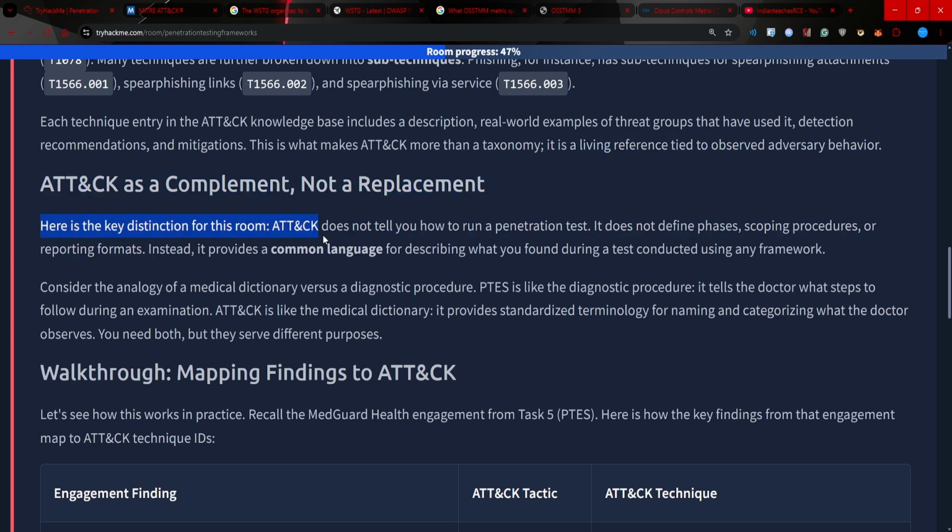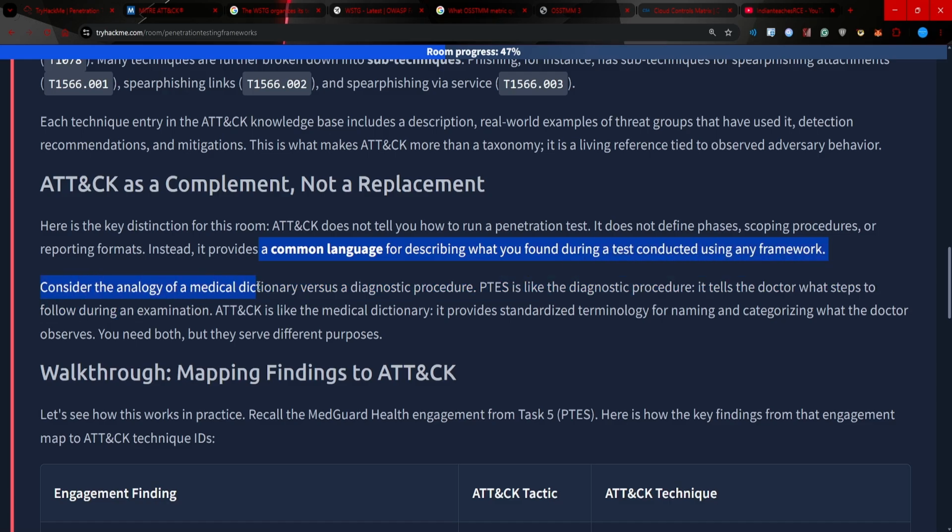Here's the key distinction for this room. ATT&CK does not tell you how to run a penetration test. It does not define phases, scoping procedures, or reporting formats. Instead, it provides a common language for describing what you found during a test conducted using any framework.